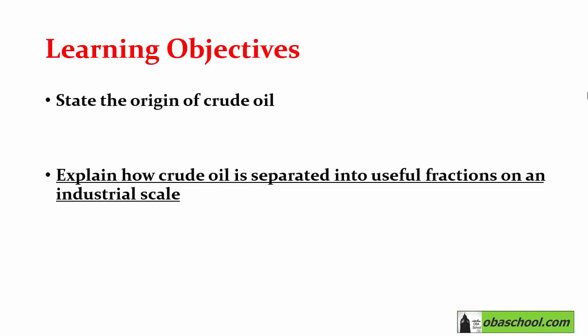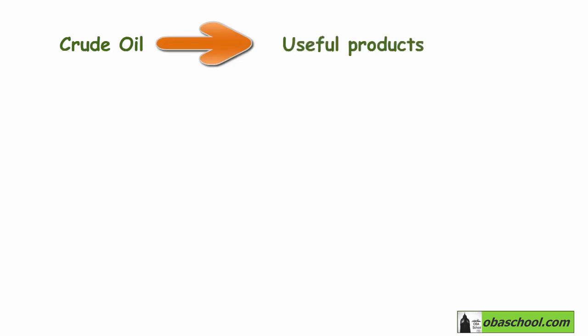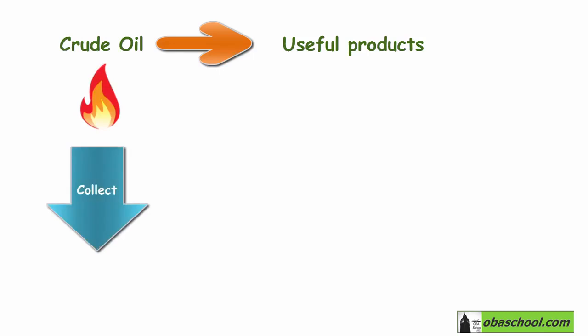In this tutorial, we will be explaining how crude oil is separated into useful fractions on an industrial scale. To convert crude oil into useful products, we have to separate the mixture. In the previous tutorial, we mentioned that there are several components of the mixture and each component will boil at different ranges of temperatures. So if we heat the mixture, we will be able to collect fractions of this mixture.